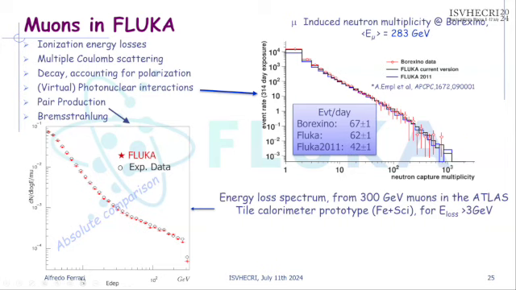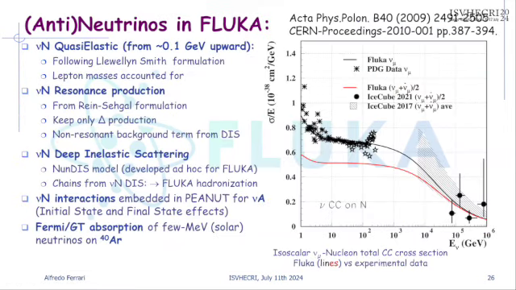These are the neutrons measured, the neutron multiplicity measured in Borexino from cosmic ray muons in the Gran Sasso underground lab, as computed by Fluka. The difference between the two Fluka versions is just the introduction of EMD, also for muons. And you can see that the code can nicely reproduce the number of neutrons produced also underground.